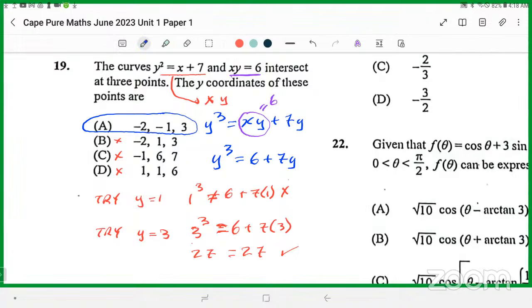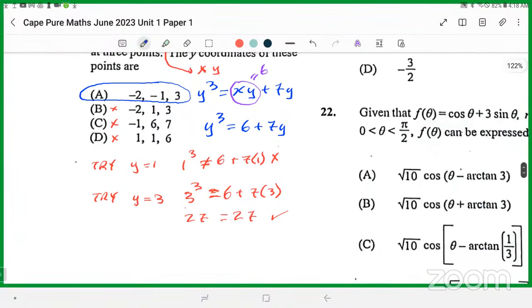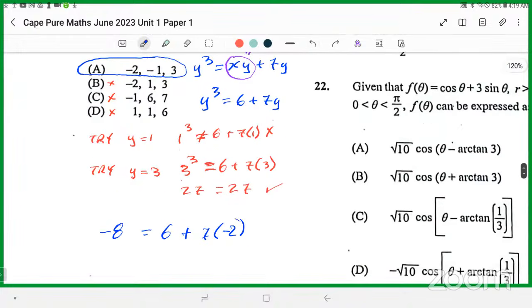Am I correct? 1 didn't work. -1 work? Yes, -1 would work. All right, so if you don't know, you can just try the other values, like -2. That would be -8 equals 6 plus 7 times -2. But the -2 cubed is -8. And yes, this will be -8.